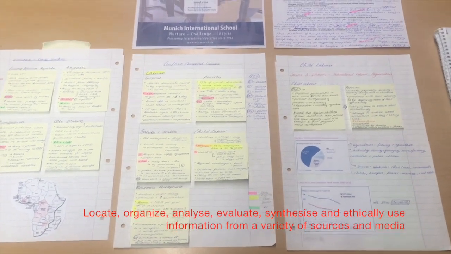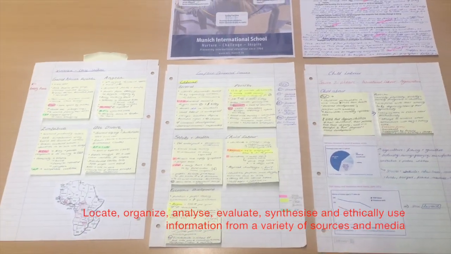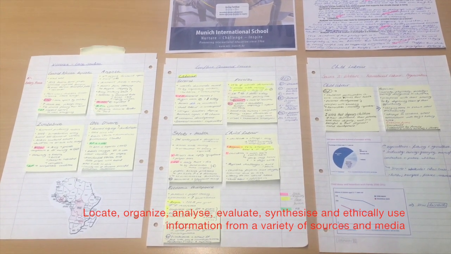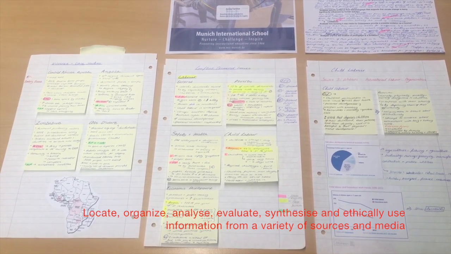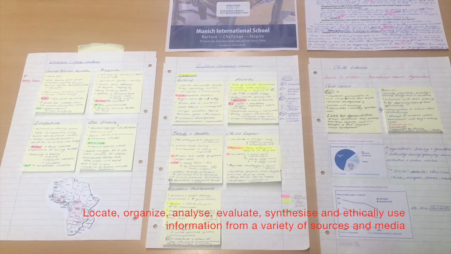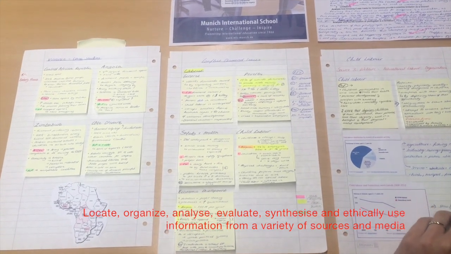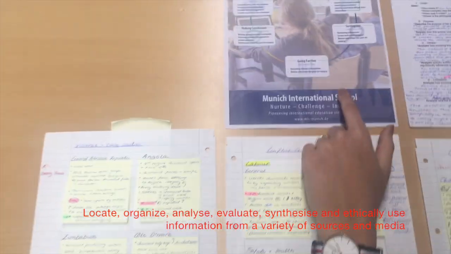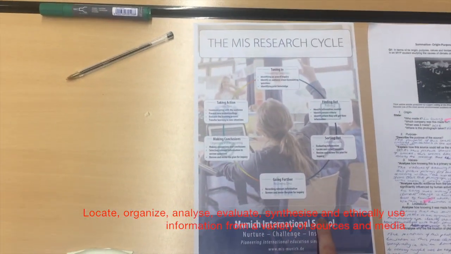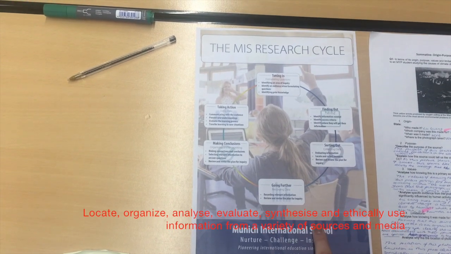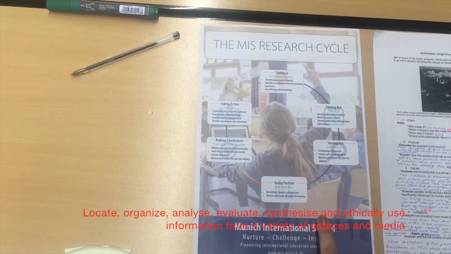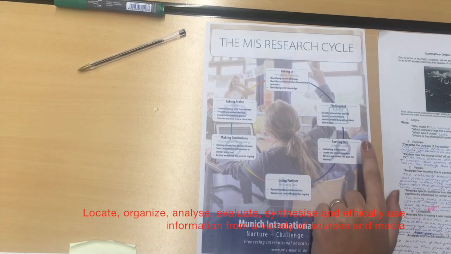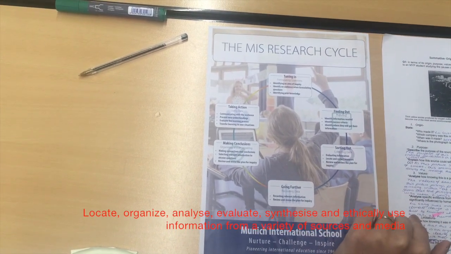So in the course of developing the AtL skills, which were to locate, organize, analyze, evaluate, synthesize, and ethically use information from a variety of sources and media, we generally try to find different techniques of researching. So whenever we research, we go through the MIS research cycle, which clearly outlines the steps. So first of all, we have to tune in to formulate questions which we want to base our research on. Then afterwards, we have to find out, so plan the different things we want to find out.